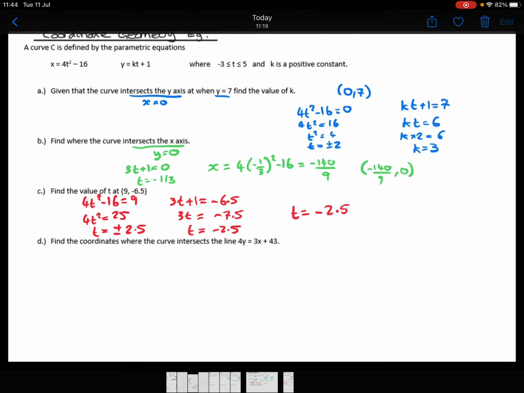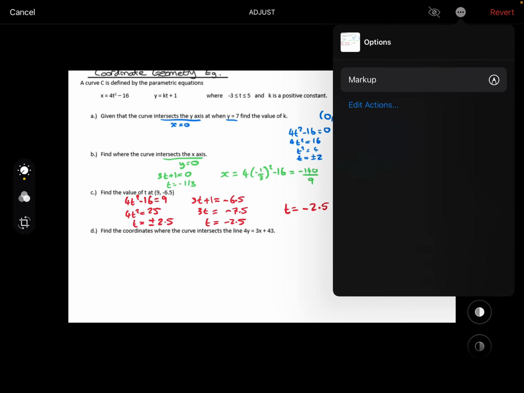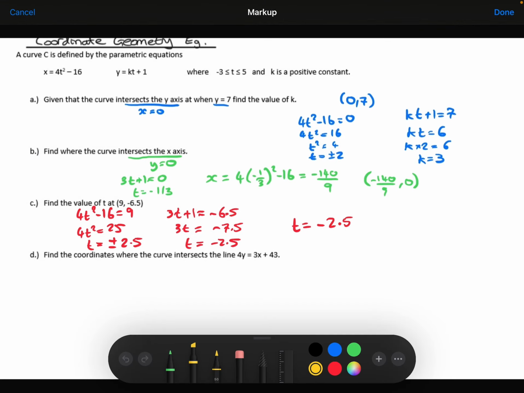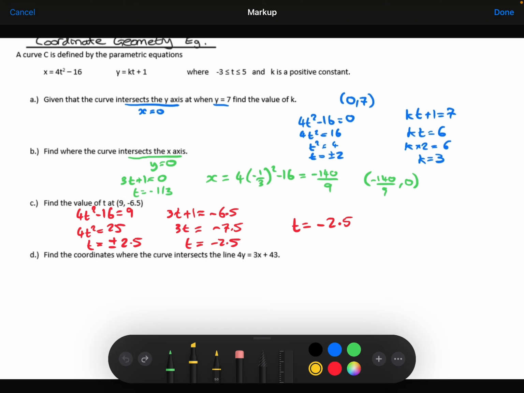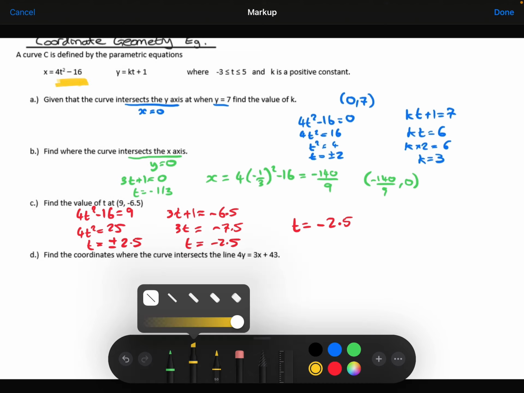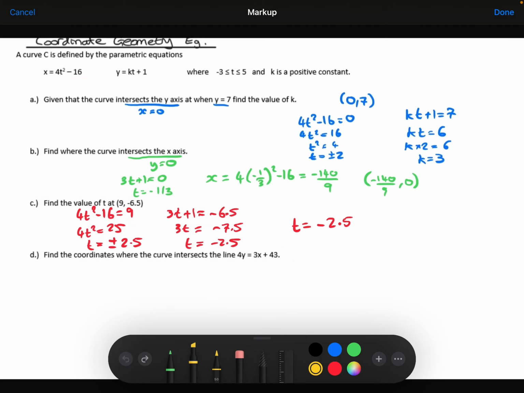Part C, we had to find the value of t at the point 9, minus 6.5. So my x-coordinate is 9. So I've taken my x parametric equation and made it equal to 9, which I've then solved to find there's actually two places where the x-coordinate is 9, when t is either positive 2.5 or negative 2.5. At both of those values of t, the x-coordinate would equal 9.